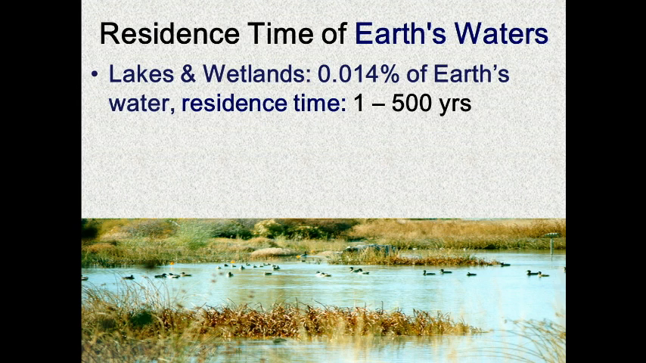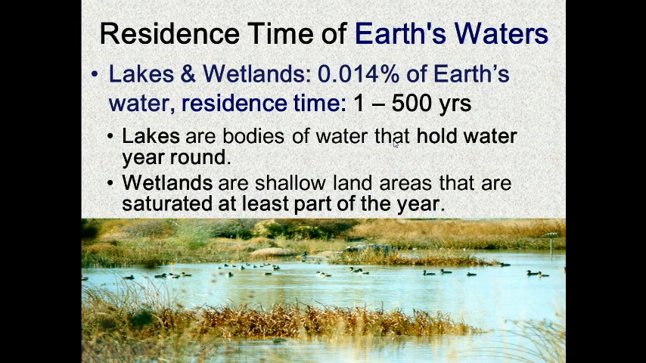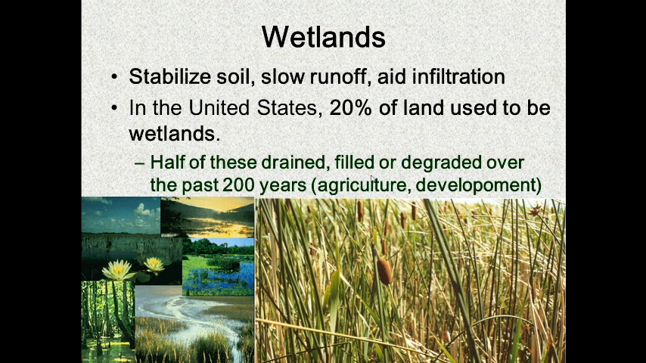Okay, so lakes and wetlands are 0.014% of the Earth's water with a residence time of 1 to 500 years. Lakes hold water year-round. Wetlands are saturated at least part of the year, but maybe not all of it. But they're very important. Wetlands serve to stabilize soil. They slow runoff and aid infiltration. They aid water getting down into the ground, the water table and the groundwater.